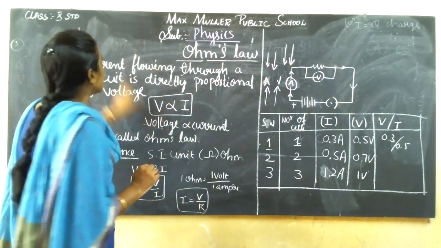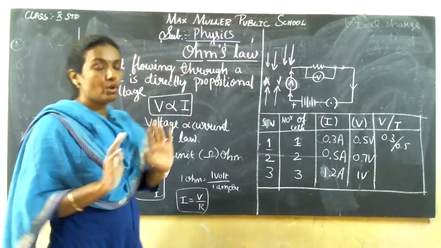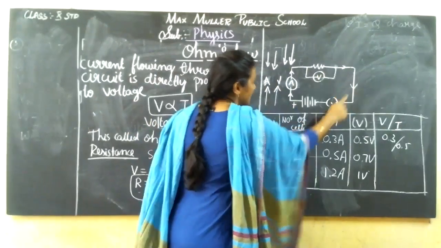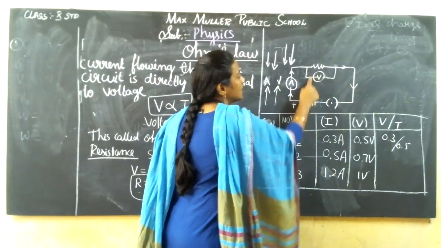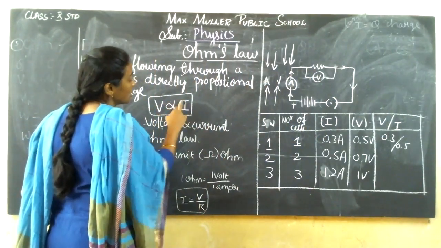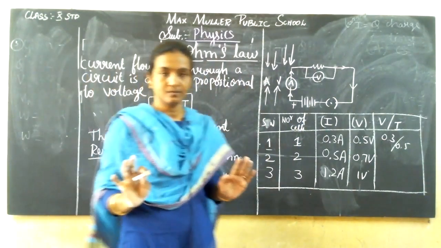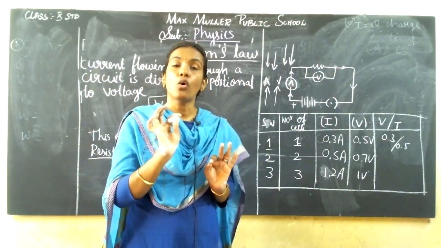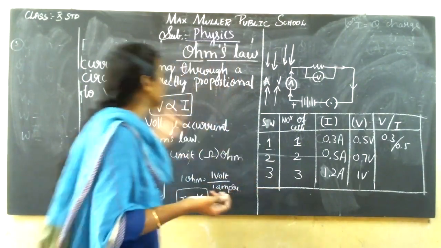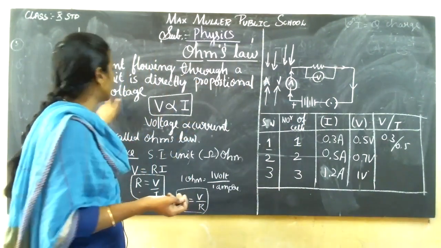So what is Ohm's law here? The current flowing through a circuit is directly proportional to voltage. How will we write that? V is directly proportional to I. This is called Ohm's law. You may get the question, what is Ohm's law? So what do you need to write here? The current flowing through a circuit is directly proportional to voltage.